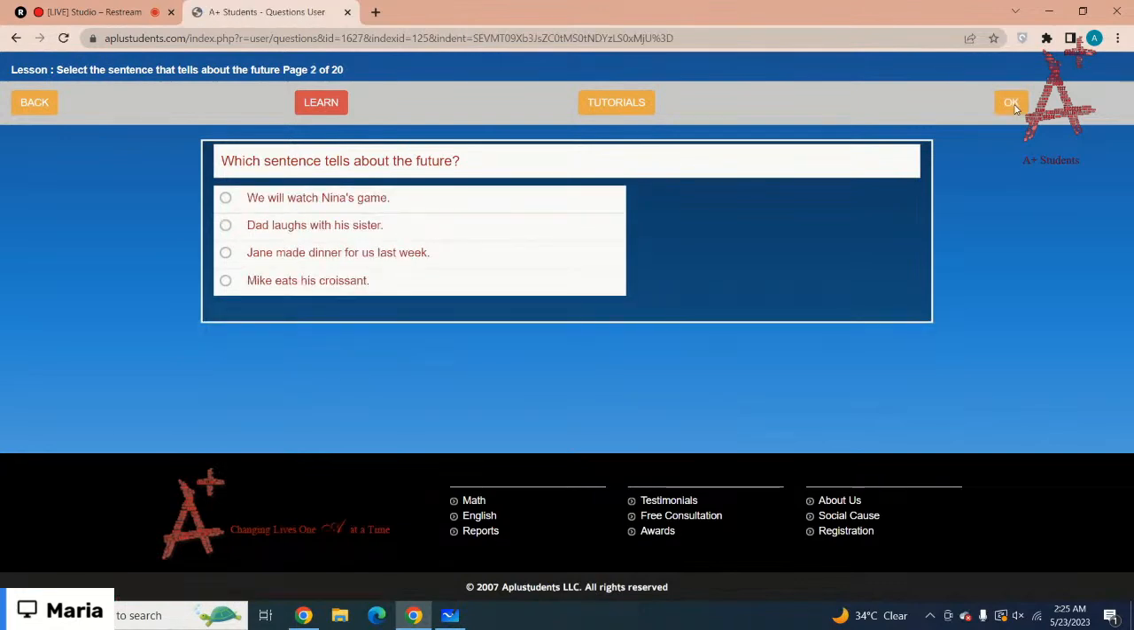Which sentence tells about the future? We will watch Nina's game. Dad laughs with his sister. Jane made dinner for us last week. Mike eats his croissant. So, which is the correct option? The sentence that has will in it would be in the future tense. So we will watch Nina's game, it would be in the future tense.